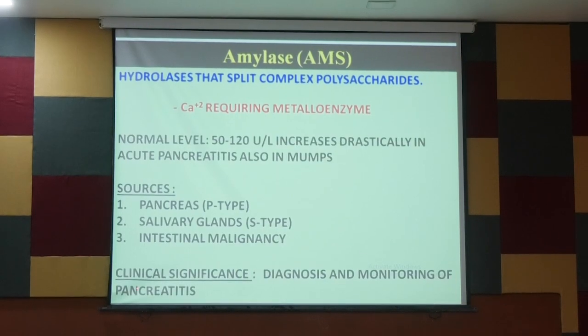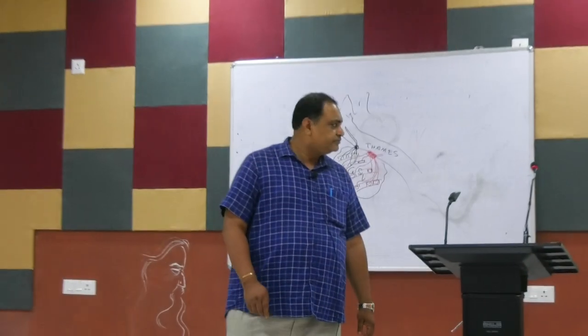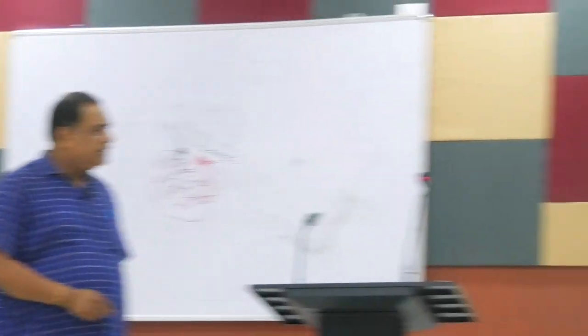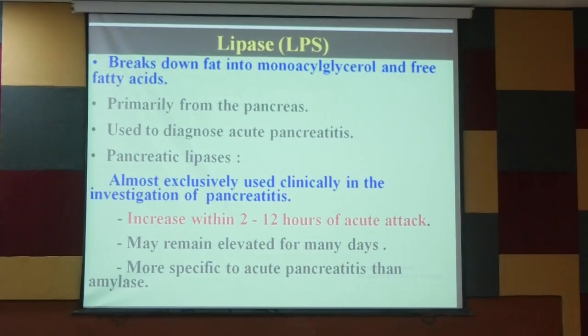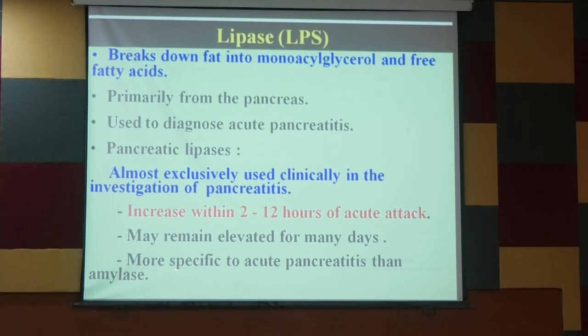Diagnosis and monitoring of pancreatitis. Most of the patients do not survive pancreatitis. If you survive, that means you are lucky. Lipase increases within 2 to 12 hours of an acute attack. Pancreatitis usually shows up with an acute abdomen, very acute pain. Immediately after the pain, if you estimate lipase and it is increased, that means it is due to pancreatitis. It is more specific for pancreatitis than amylase. These are the important lines.